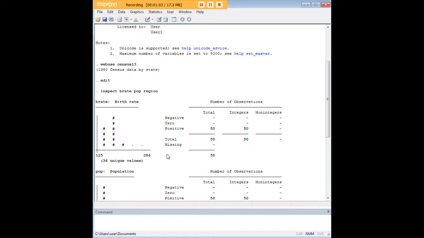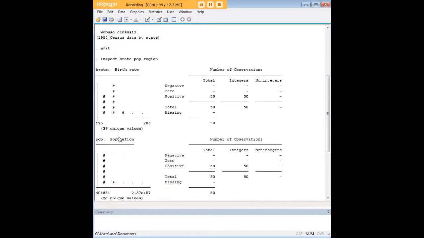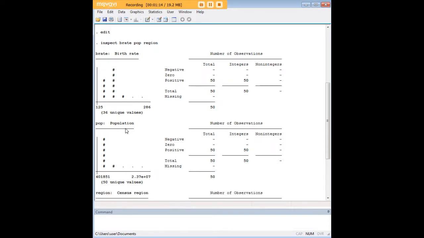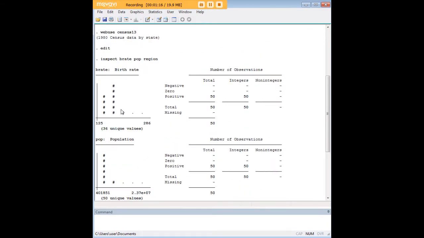So what you get here, from the left going to the right, you have kind of a very basic histogram. I would barely call it that. It hardly rises to the characteristics of a histogram, but it does give you a general idea of the shape of the distribution. So when we look at birth rate, we'll see that the span is from 125 to 286. And most of the values are clustered over here, and there's some outliers, I guess, going in this direction.